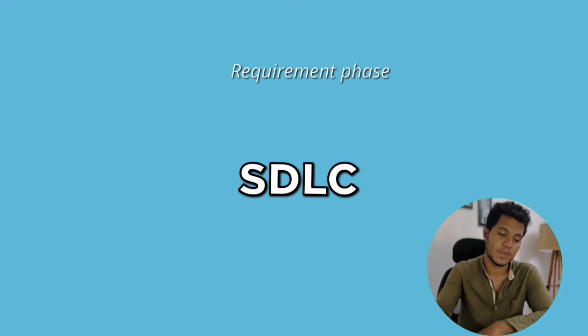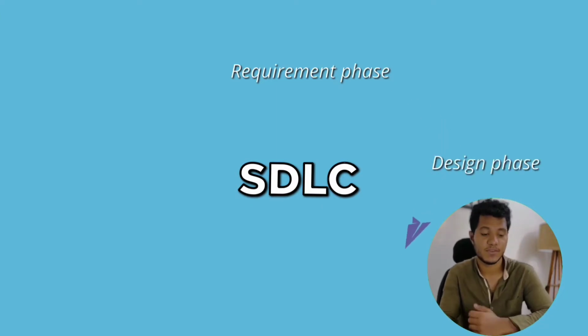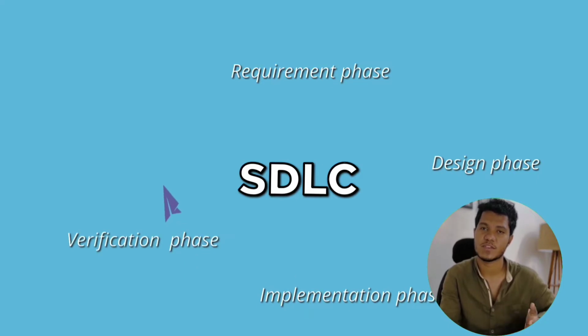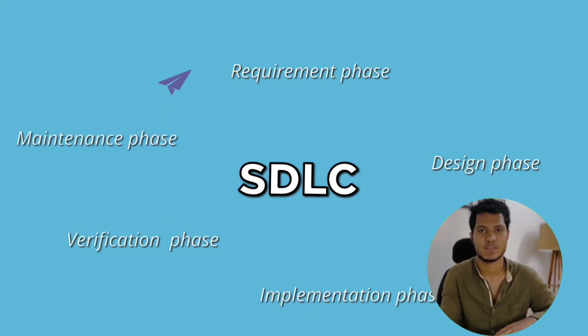So SDLC has 5 main categories. One is the requirement phase, second is the design phase, third is the implementation phase, fourth comes the verification phase, and last comes the maintenance phase. So let's understand this hierarchy with a very practical example, which is the cinema industry.